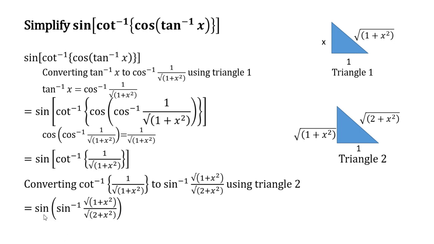We have already seen that sine of sine inverse of any value, for example this is x, we get the value as x. We use that formula here and we get sine of sine inverse of root of 1 plus x square divided by root of 2 plus x square as root of 1 plus x square divided by root of 2 plus x square. So our final answer is root of 1 plus x square divided by root of 2 plus x square.